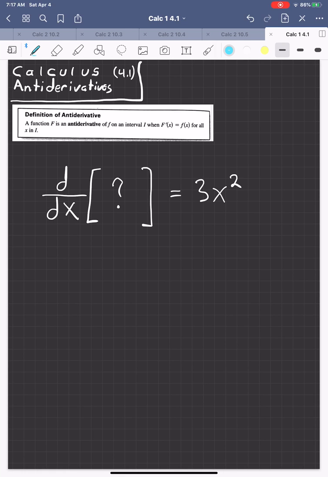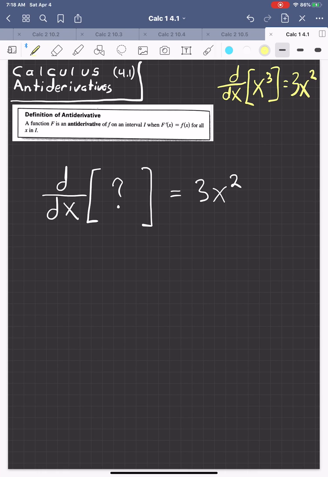Now, let me pose a question. So assume I said that the derivative of something is 3x squared. What is that something? Well, those of you that are fairly good with mental arithmetic, you might say, oh, that's easy, professor. The derivative of x cubed is 3x squared.